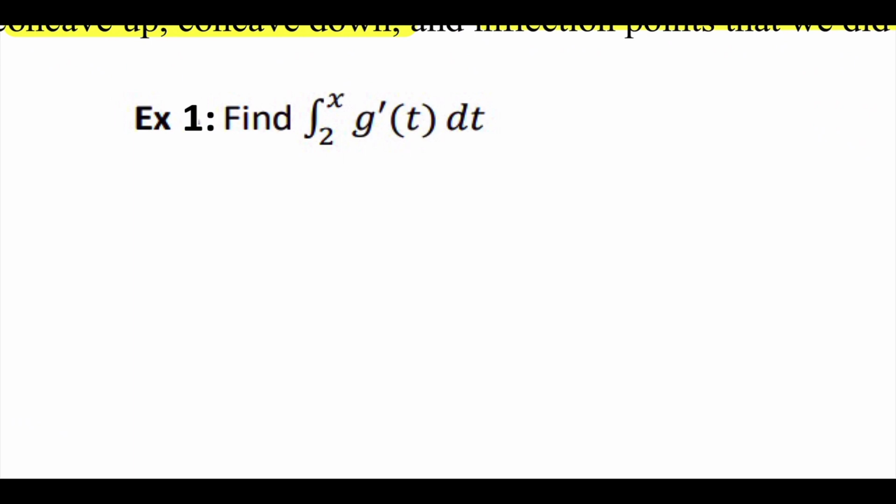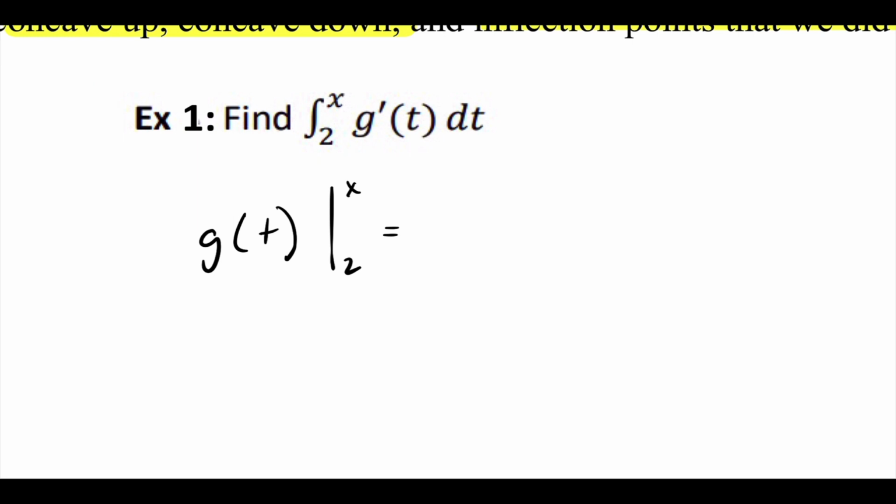So first example. Find the integral from 2 to x of g prime. g prime is a derivative. So if I wanted to find the antiderivative of that, what would it be? What would the antiderivative be for g prime? Take a wild guess. Yeah, just g, right? Just g of t.